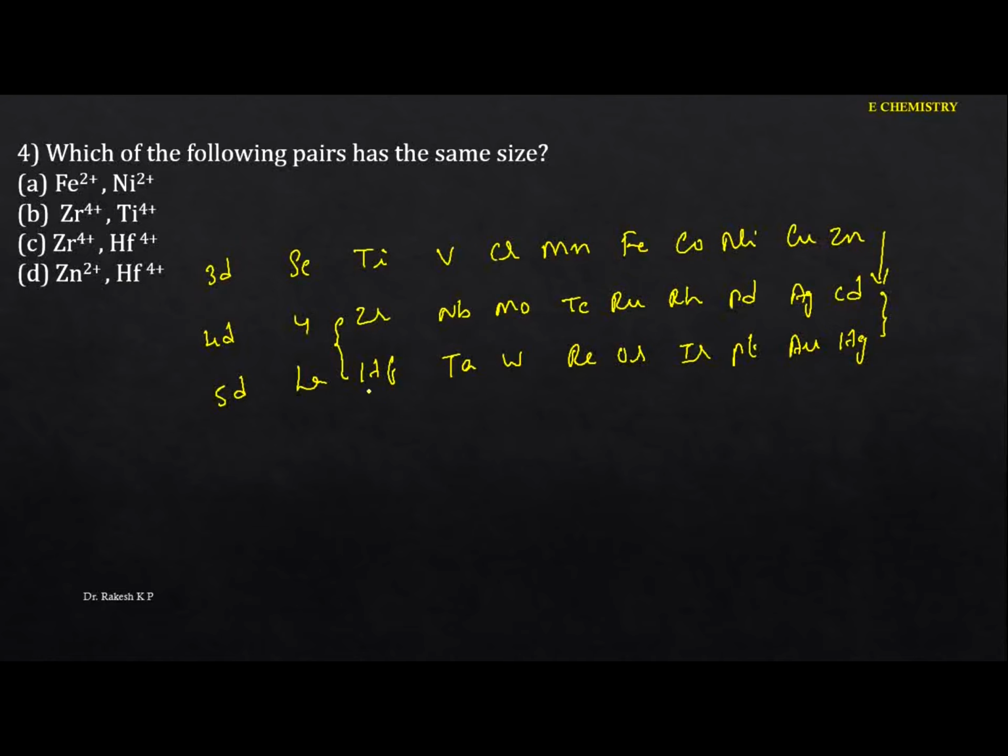Now you have to identify. Iron and nickel are across the period, but here you have to look down the group. That is zirconium and osmium. Not only zirconium and osmium, but between the 3d series and the 4d series, if you have a particular group, the size will be the same. So in this case the option is C. Next one.